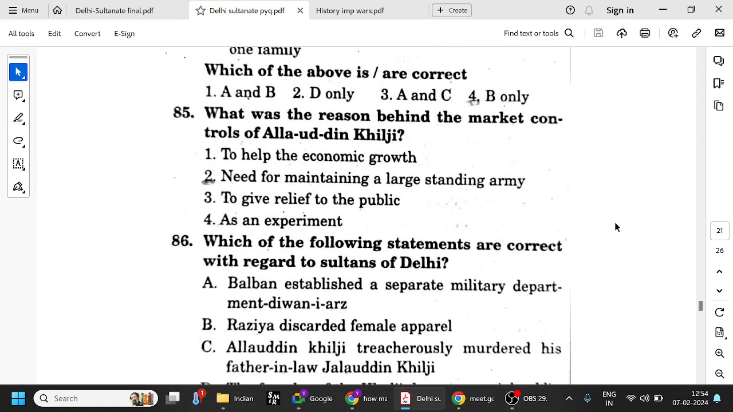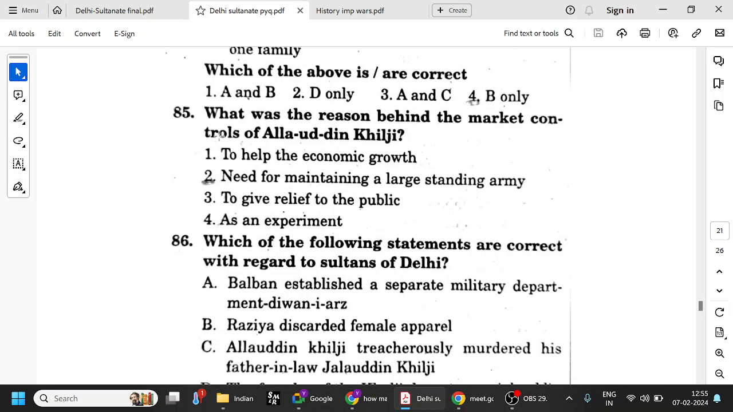So what was the reason behind the market controls of Alauddin Khilji? As I said, he is the son-in-law, not a direct son, and he killed his father-in-law, Jalaluddin Khilji. So in order to gain control, he initially gave a lot of gold to the nobles. And after that, in order to have good control, he never let his nobles intermingle or intermarry without his permission. He prohibited alcohol. He brought in a lot of market reforms, military reforms, Dag, Chehra, all those things we've seen. Also land measurement reforms.